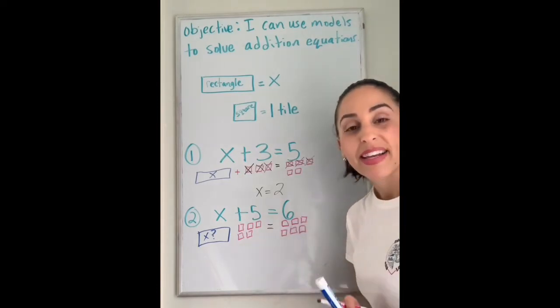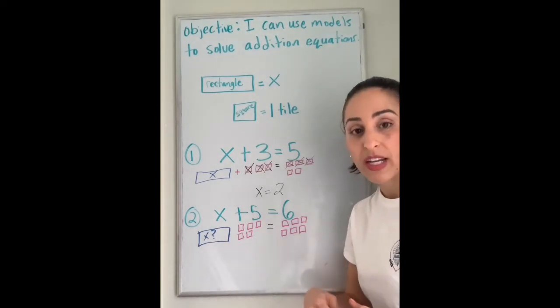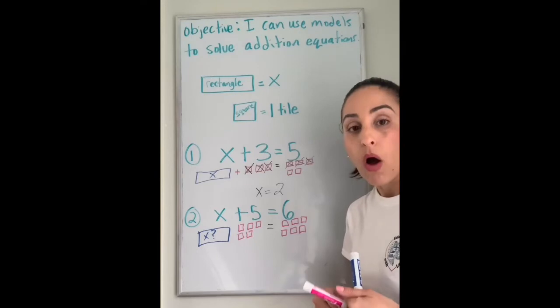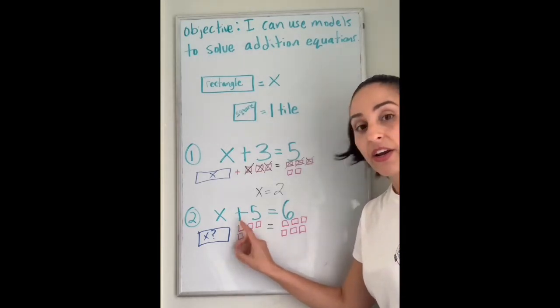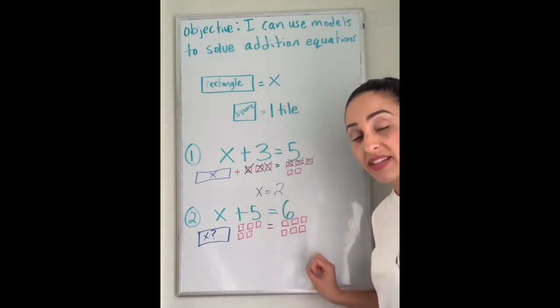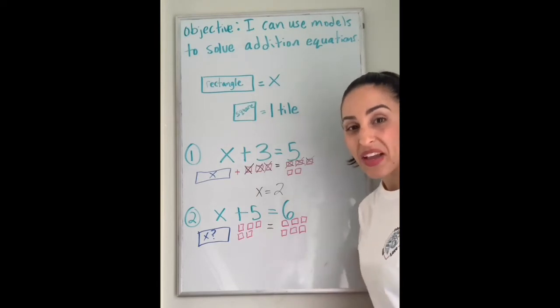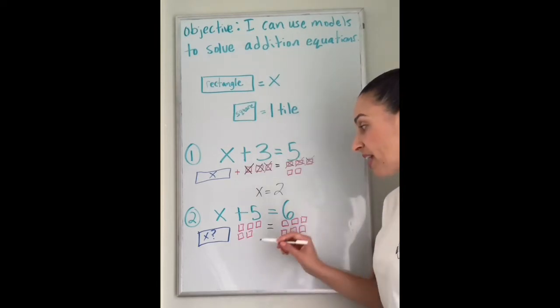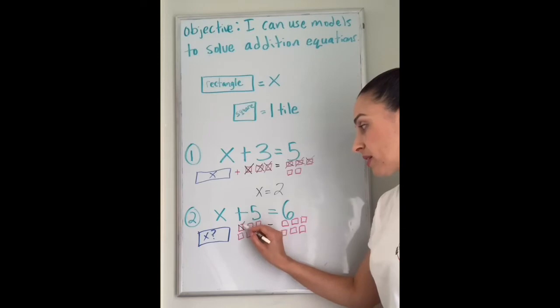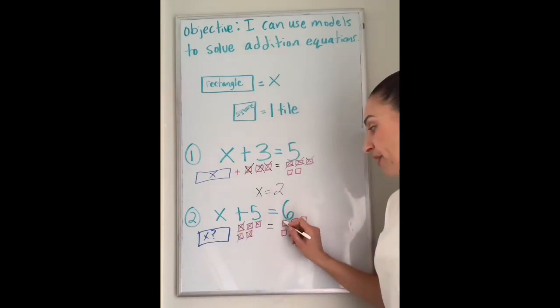Bam. Okay, now it's time for me to get X all by itself. How I'm going to do that is by using inverse operation. If I'm adding here, I'm going to take away 5, because if I take away 5 from this side and I take 5 away from this side, I'm going to be left over with something. It's going to tell me what X is. Okay, so here we go. Take away 5. 1, 2, 3, 4, 5. If I take 5 away from this side, I gotta take 5 away from this side. 1, 2, 3, 4, 5.